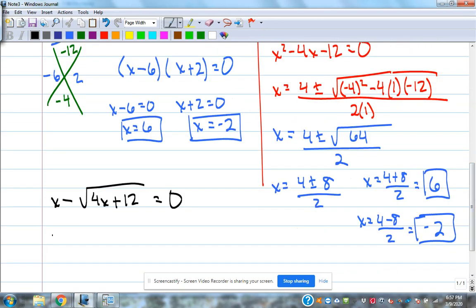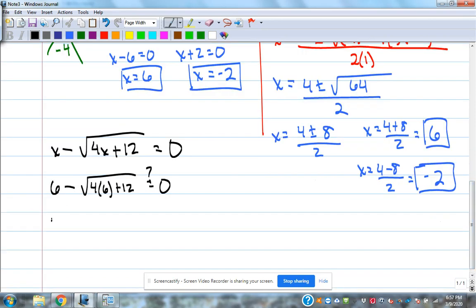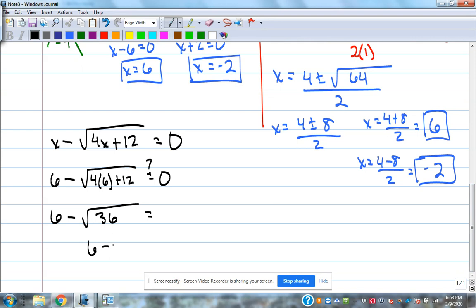I'm going to plug in my answer and check it to make sure it works out. So I'm going to plug in 6. And the question is, does that equal 0? 24 plus 12 is 36. What's the square root of 36? 6 minus 6 equals 0? Yeah, so that one works. I'm going to check the other one. It is very possible that both of them work, but it's also possible that one works and one doesn't. So that's why we got to check them.